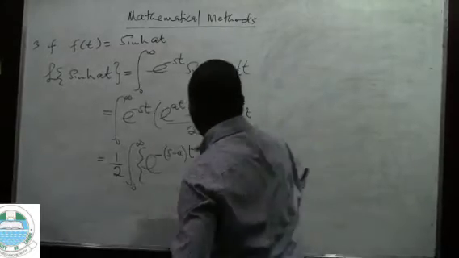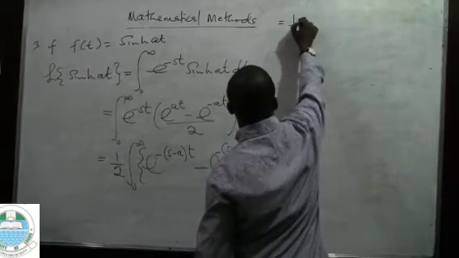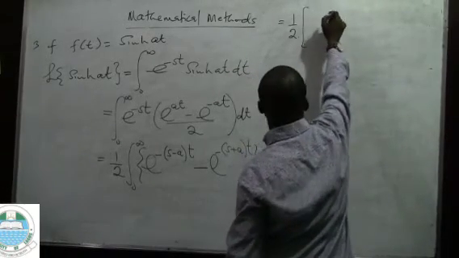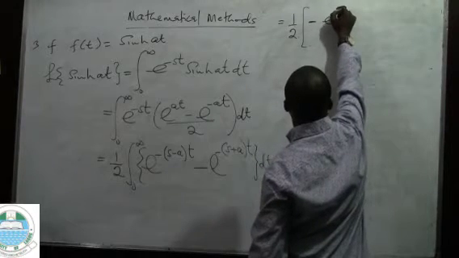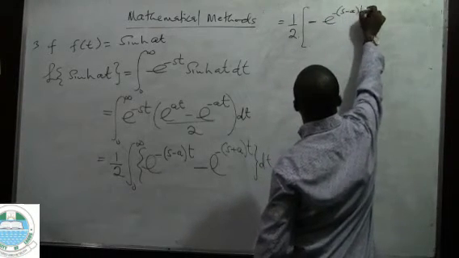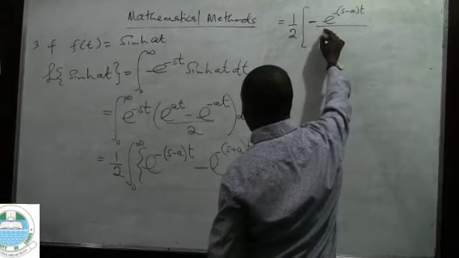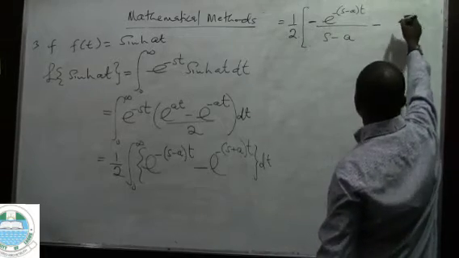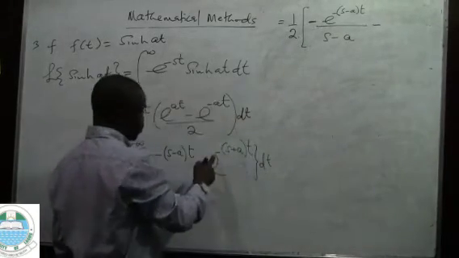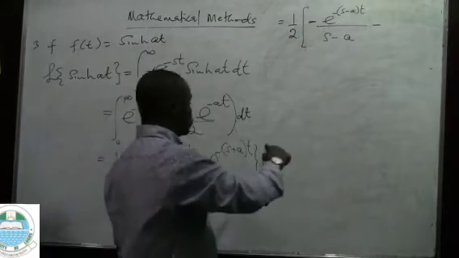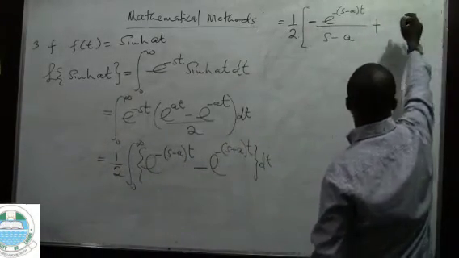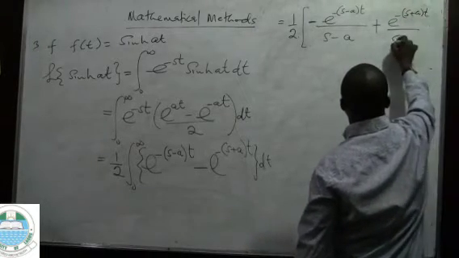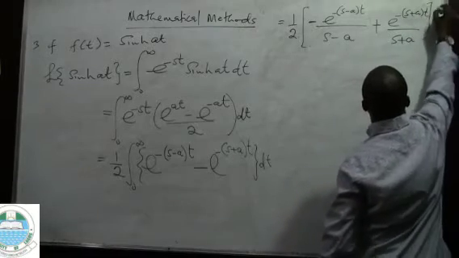So let us integrate the two functions separately. The integral of the first one will give us minus exponential minus s minus a t divided by s minus a. While the second one, I have minus, and the integration will also give us another negative. So there will be two negatives, which turns this positive. Exponential minus s plus a t divided by s plus a between 0 and infinity.